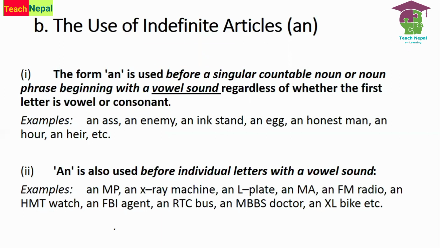You see, the H letter comes first, but that sound is not ha. Ha sound होइन कि, that is honest. An is, you see, a vowel sound, right? So an hour, an air, right? In this way, we have to use an with vowel sounds and a with consonant sounds in the beginning. An is also used before individual letters with a vowel sound, right? Individual letters, so acronym form, an MP, right?